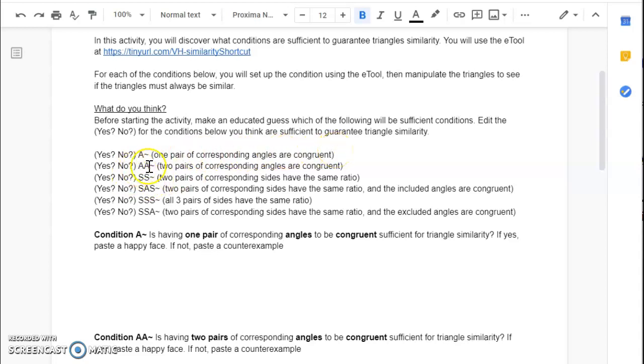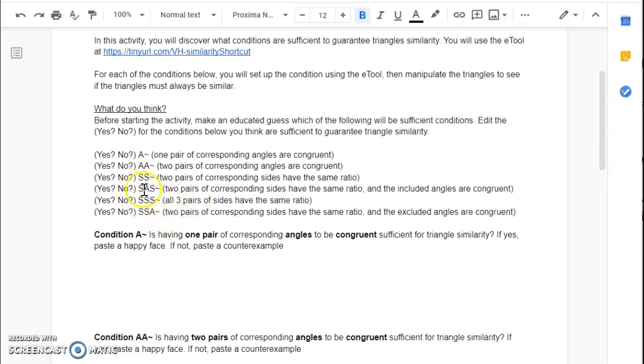Or if you had two pairs of corresponding angles that are congruent, then do you think you would always create similar triangles? Or similarly, if you have two pairs of corresponding sides that have the same ratio or are proportional, then do you think you would always be creating a similar triangle, and so on?